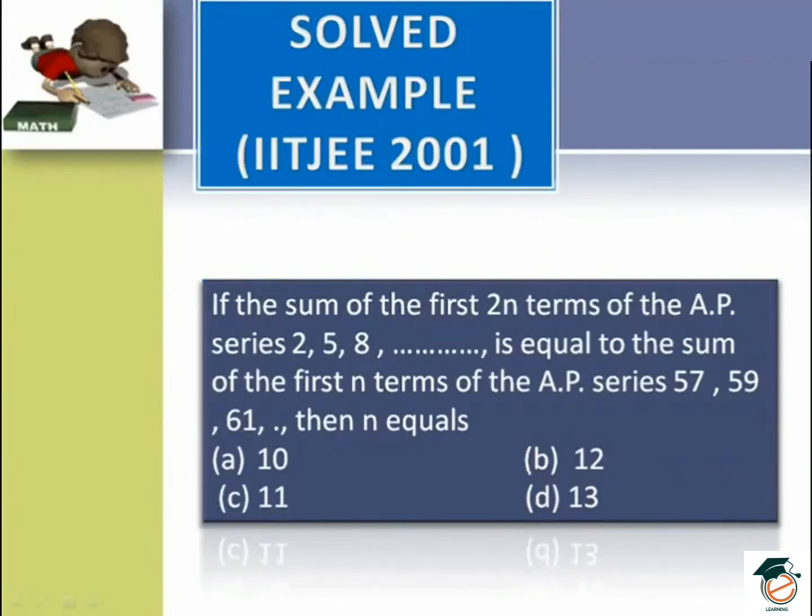Now let's try to solve a few IIT problems based on the concepts of arithmetic progressions.